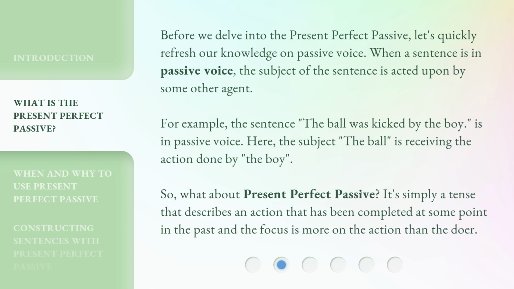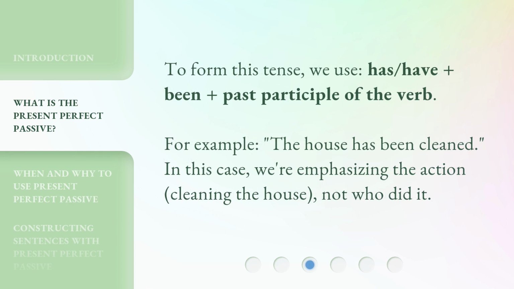So, what about present perfect passive? It's simply a tense that describes an action that has been completed at some point in the past, and the focus is more on the action than the doer. To form this tense, we use has, have plus been plus past participle of the verb. For example, the house has been cleaned. In this case, we're emphasizing the action, cleaning the house, not who did it.